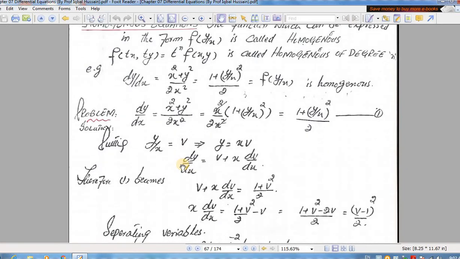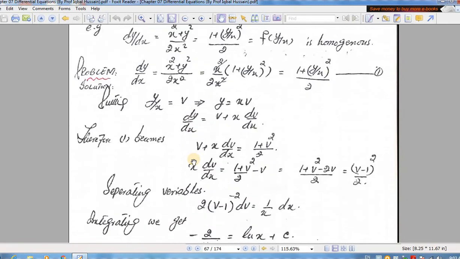Now here we have a problem: dy by dx is equal to this. If we take x square common and cancel x square, this is the final form. Now replace y over x by v. We can write this as y is equal to xv. Differentiating this equation, this is the value of the differentiation. Now we will put the values into the differential equation.